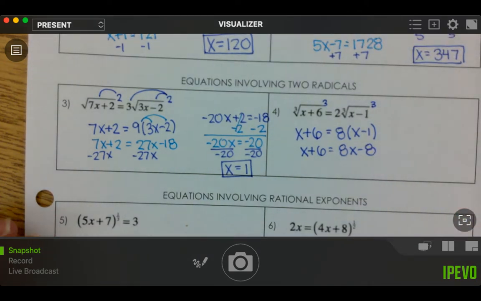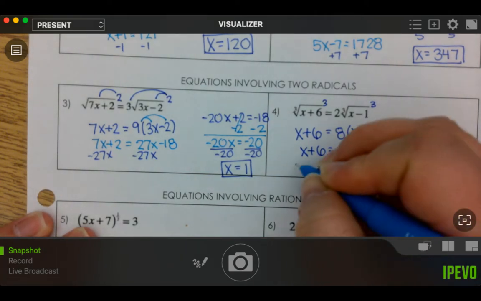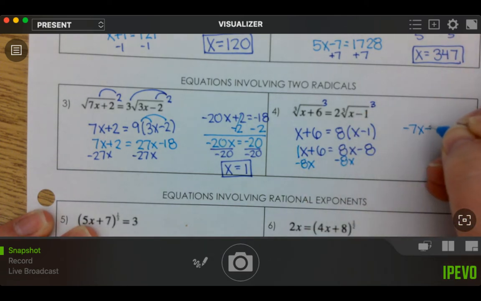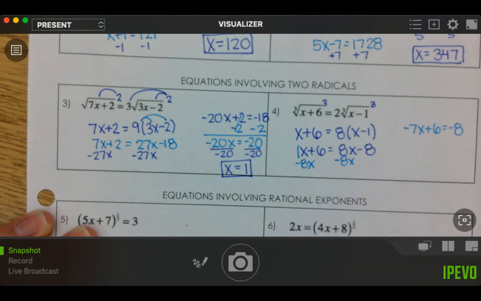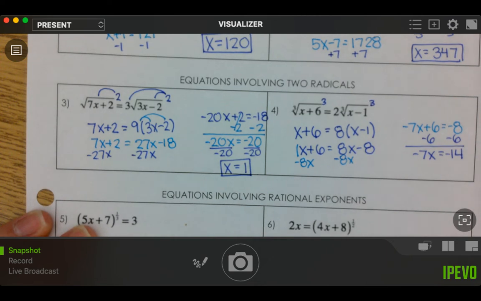And then you take that 8 and you multiply it through. And you're going to solve this equation the same way we did the other one. I'm going to minus this 8x to the other side. 1x minus 8x is negative 7x plus 6 equals negative 8. Then I need to subtract 6 from both sides. Negative 7x equals negative 14. And negative 14 divided by negative 7 is 2.